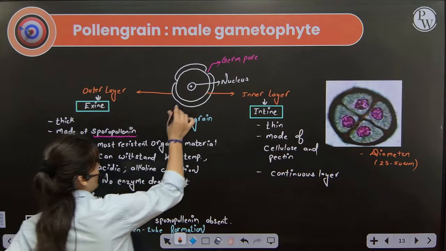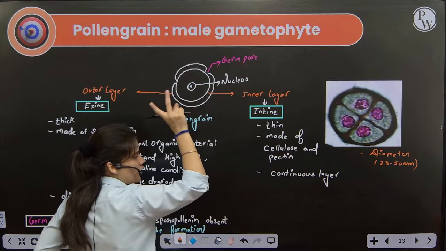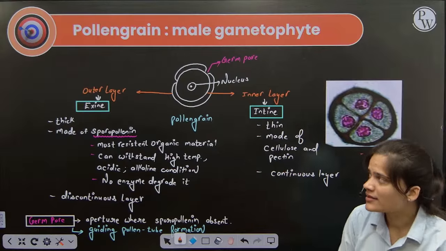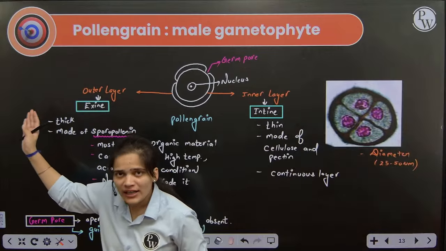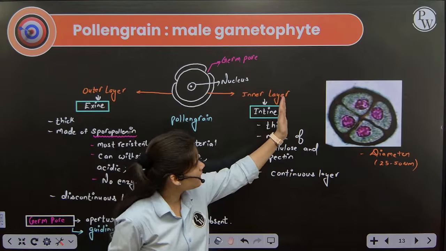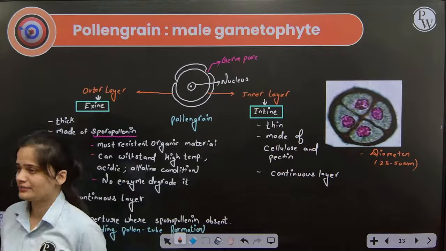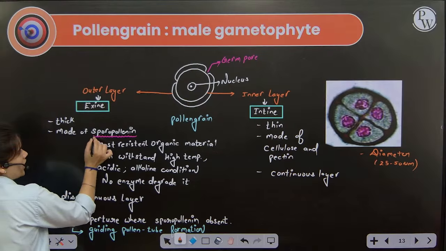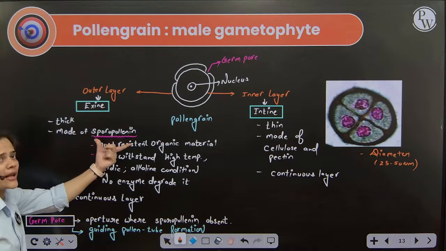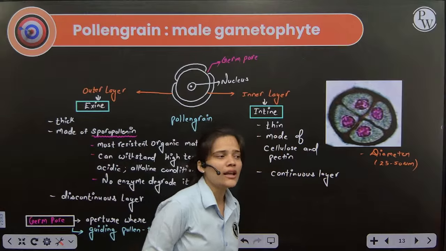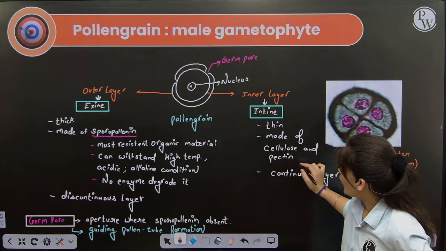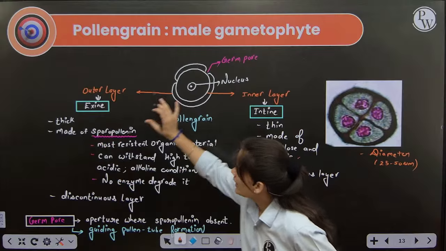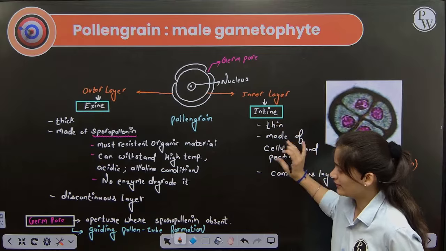Now, that microspore has two wall layers. Microspore is surrounded by two wall layers. Out of these two wall layers, the outer layer is known as exine, and the inner layer is known as intine. The outer layer is made up of sporopollenin. Then what about the inner wall layer? The inner wall layer is made up of cellulose and pectin. The outer wall layer is thick. The inner wall layer, intine, is thin.